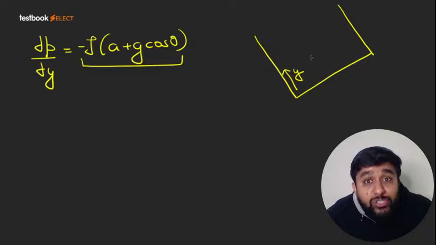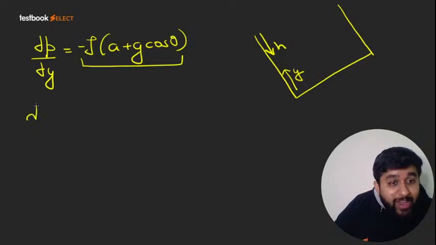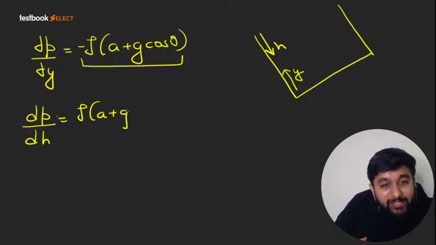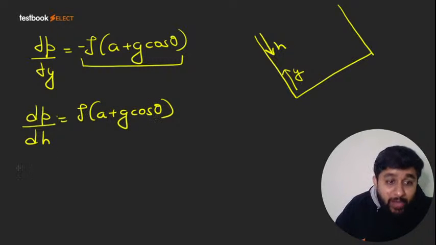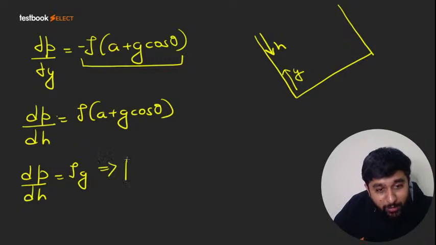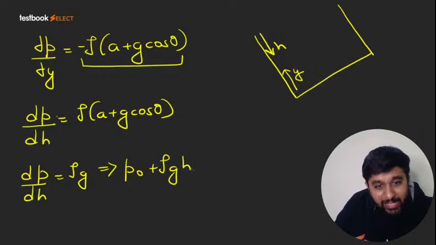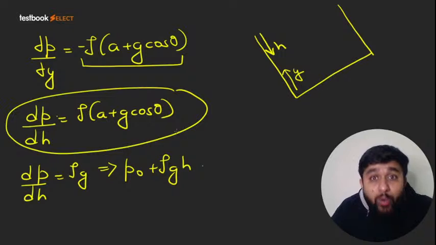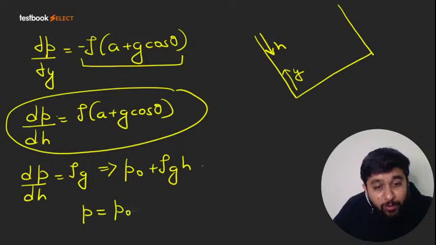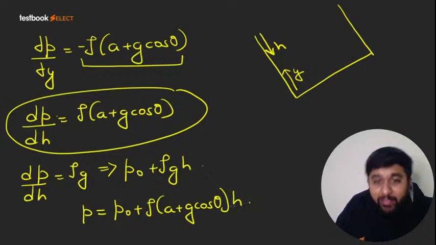But like you do in the hydrostatic law, we denote another direction h, which is opposite to y. So what will you have? You will have dp by dh is equal to rho (a plus g cos theta). Now if dp by dh is equal to rho g, then pressure is equal to P naught plus rho gh, as we do in the hydrostatic law. Similarly, if dp by dh is equal to rho (a plus g cos theta), then you will have pressure equal to P naught plus rho (a plus g cos theta) h.